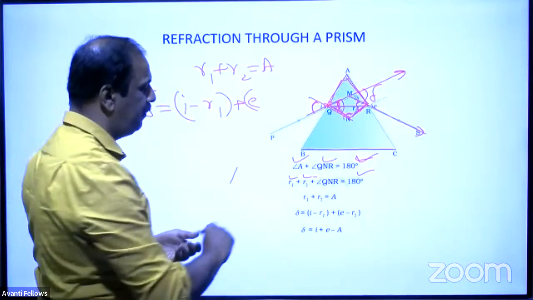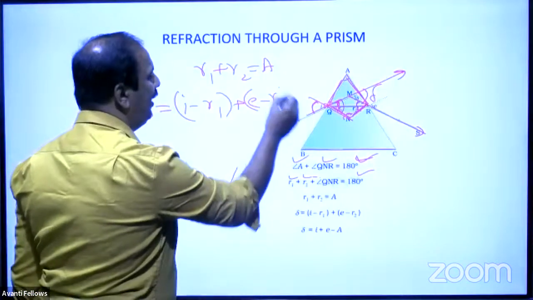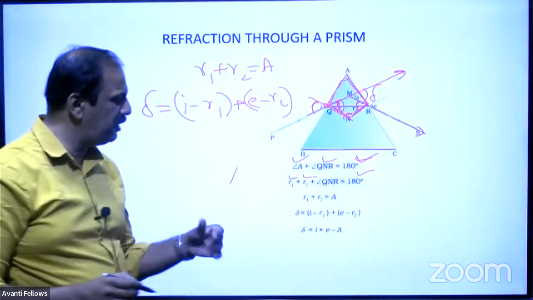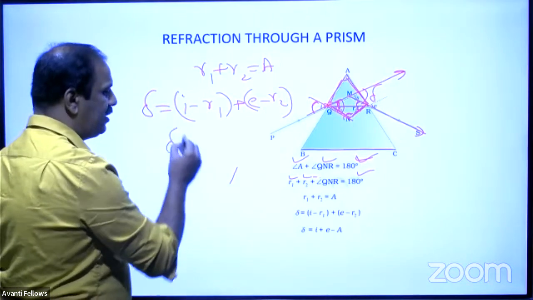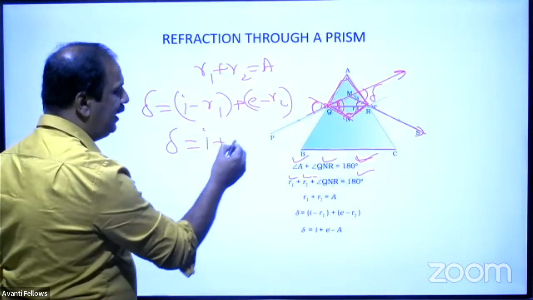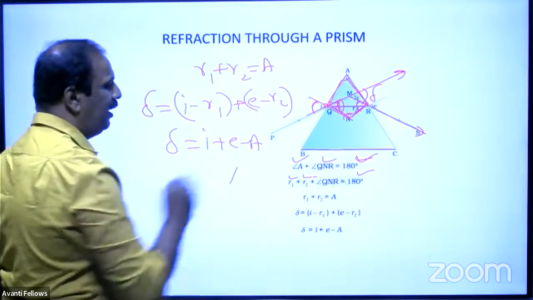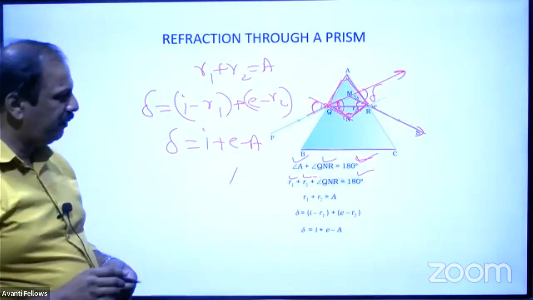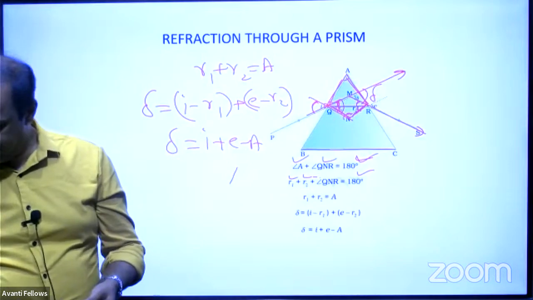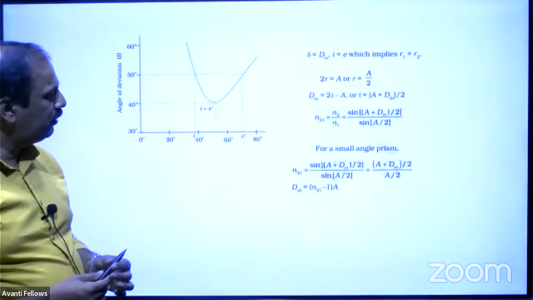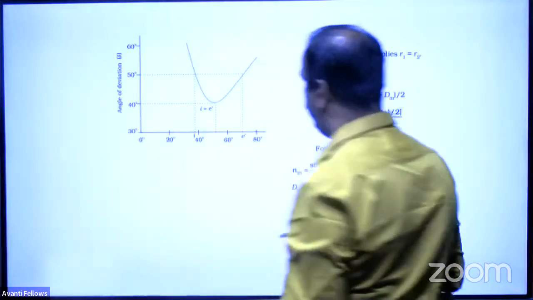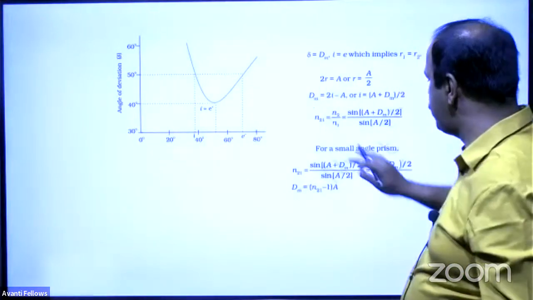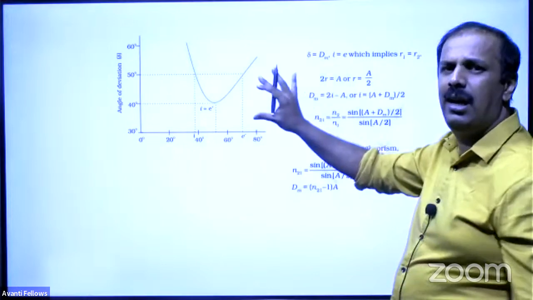E minus R2. We are moving a little bit fast because this is just the derivation part. Okay. Now, finally you will get delta is equal to I plus E minus A. Like that you will get the deviation here. Okay. Now we'll move to the next slide. So here you can see the remaining part of that. Forget those equations, just take the physical concept.